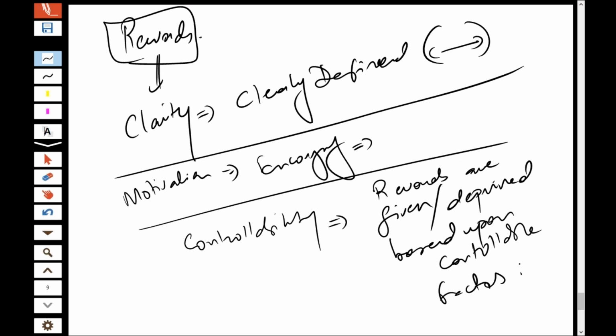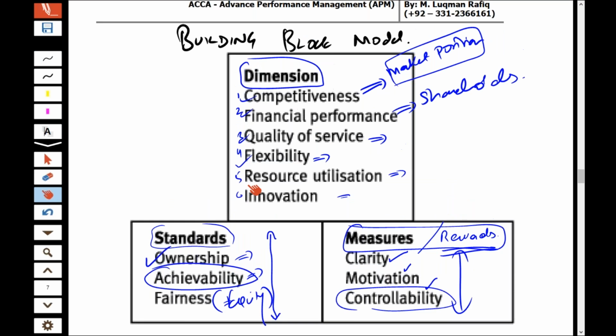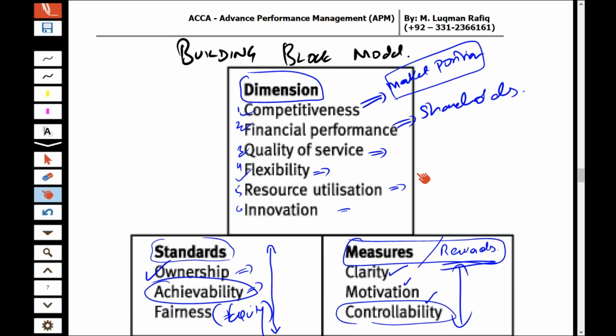Yeah, is that okay to everyone? So if I talk about this performance pyramid, the performance pyramid is one of those building block models. This building block model tells you that an entity has to measure the performance using these six dimensions of competitiveness, financial, quality of service, flexibility, resource utilization, and innovation. And the targets that need to be set for these dimensions should meet these standards of ownership, achievability, and equity. And the fulfillment of targets should be rewarded with the rewards which are clearly defined, which are motivating, and which are linked to the controllable factors.